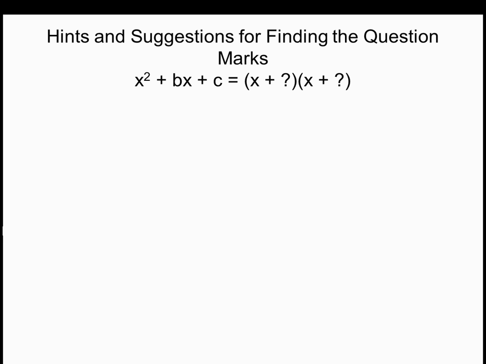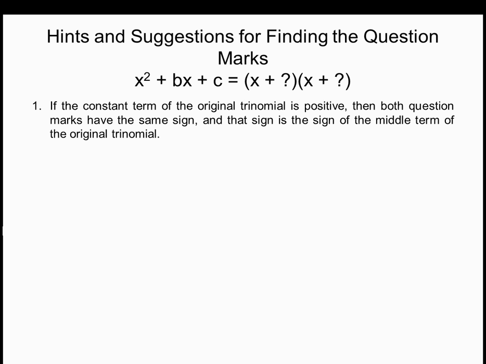Okay, now we have some hints and suggestions for finding the question marks when you're doing the x squared plus bx plus c equals x plus something and x plus something else. It has to do with the signs. So number 1, if the constant term of the original trinomial is positive, so that means you really see plus a number here, then both question marks have the same sign. It's like both positive or both negative, and that sign is the sign of the middle term of the original trinomial. So if this is a plus, they both have the sign of the middle.